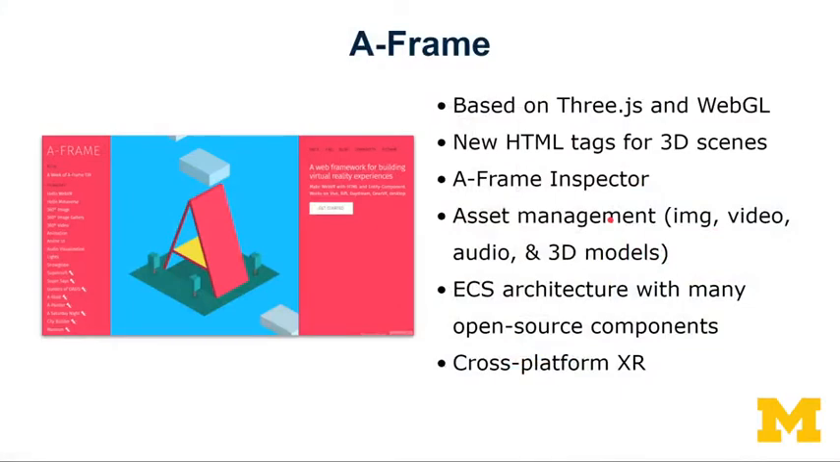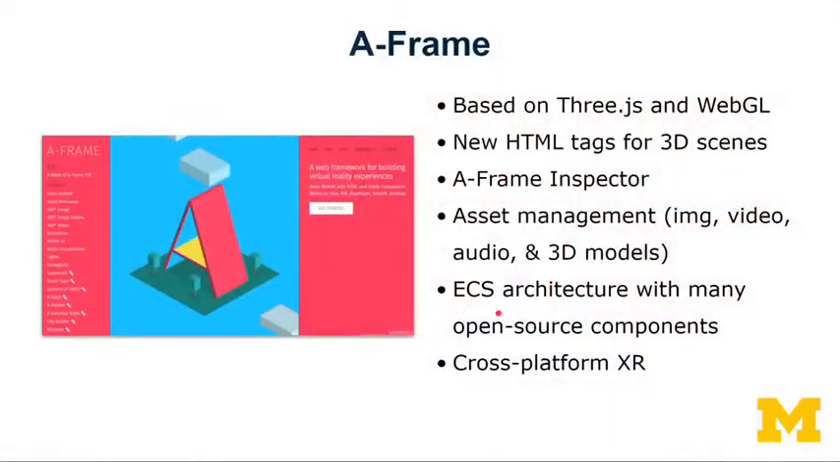A-Frame has asset management, so it supports images, videos, audio, and 3D models. Since it's web-based, GLTF is the preferred 3D model format. It does support OBJ and MTL, but that's a little outdated. Other formats like FBX could be loaded with A-Frame extras. It comes with loaders. Three.js actually implements a variety of loaders, and they can be exposed to A-Frame, and that's what A-Frame extras, for example, does. So it's a library on top. Then it follows the ECS architecture, Entity Component System architecture, so it has many open source components.